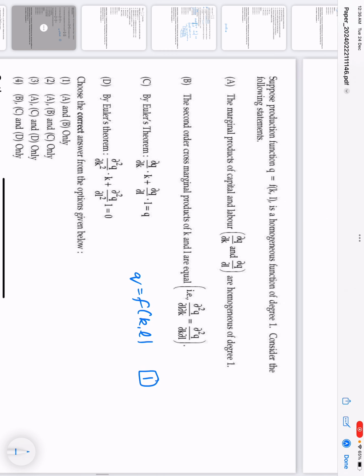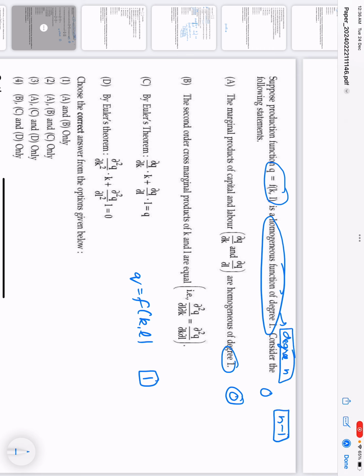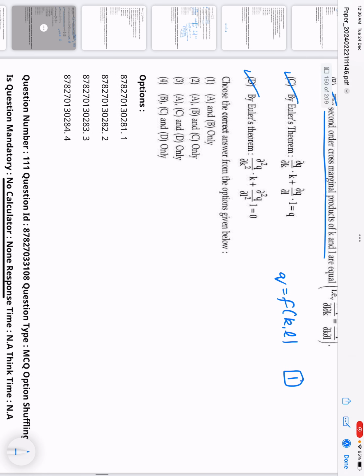The marginal product would not be homogeneous of degree 1, it would be of degree 0. If the production function is of degree 1, then the derivative of it would be of degree 0. So if the production function was homogeneous of degree n, then its derivative would be homogeneous of degree n minus 1. So this is Young's theorem, this is right. Euler's theorem, this is also right. This is also right. The double derivative would give you a value of 0. So we would go with B, C, D.